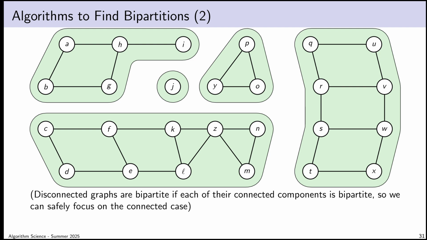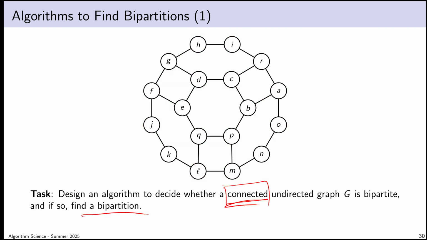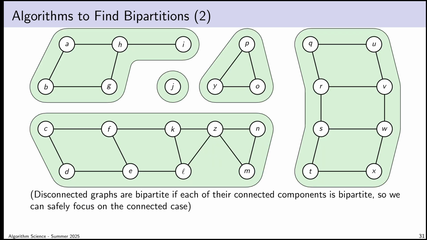I have to explain why I said connected graph, though. So why am I talking about just connected graphs? I didn't add that restriction before. So whether or not a graph is connected, it could still be bipartite. The reason I only want to focus on connected graphs here is just for convenience.